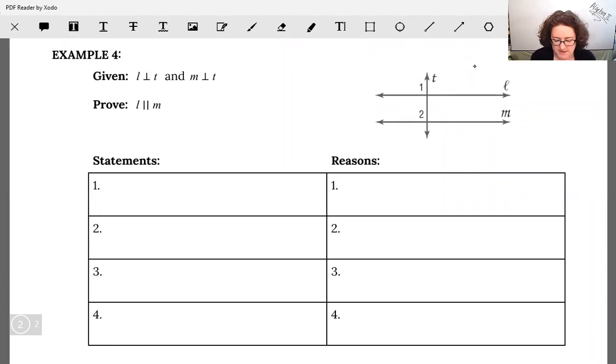So first thing that I know is I'm given that L is perpendicular, and don't forget that's what that symbol means, perpendicular. Again, you've probably seen that before, but just in case. So L and T are perpendicular, M and T are perpendicular.